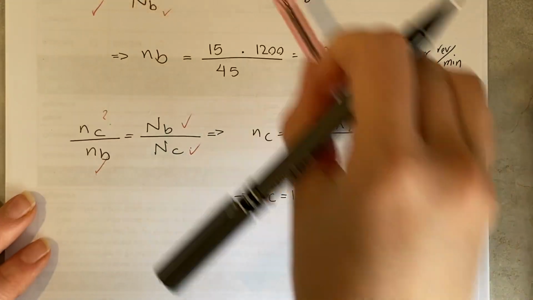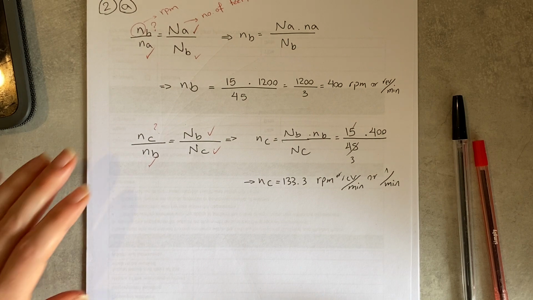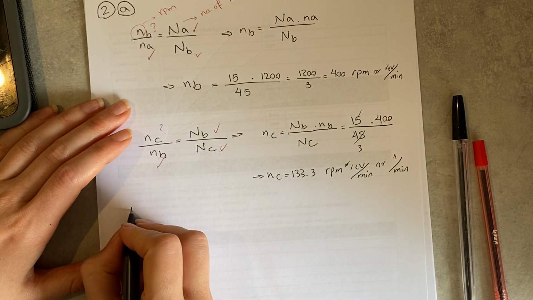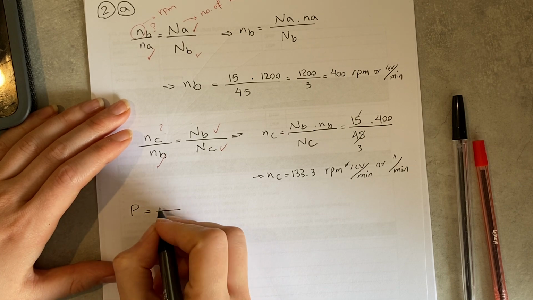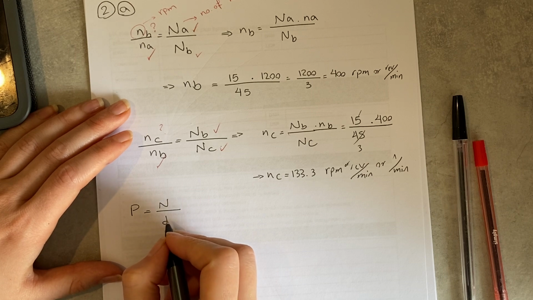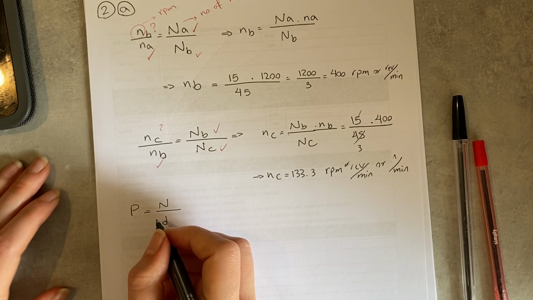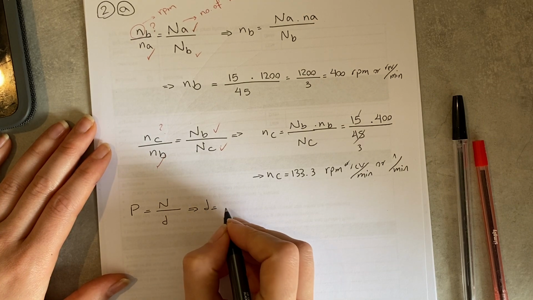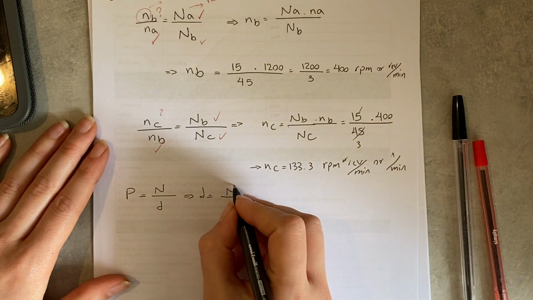Okay, we found the RPMs. Next, what we need to find is the pitch diameters and the circular pitch. All right, we know that diametral pitch equals N over diameter. And what else do we know? So from here, diameter should be equal to, I rearrange it, N over P.